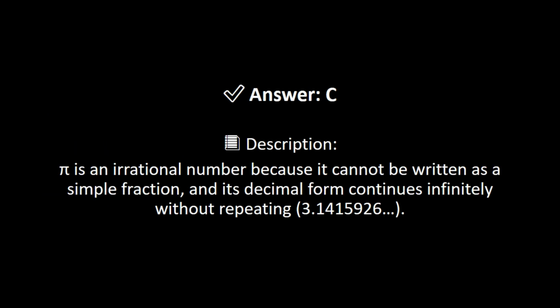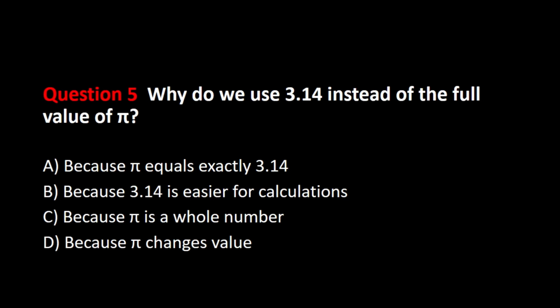Answer: C. Description: pi is an irrational number because it cannot be written as a simple fraction, and its decimal form continues infinitely without repeating, 3.1415926.